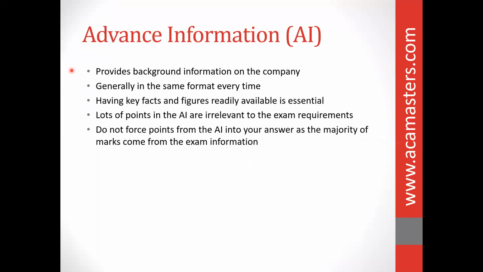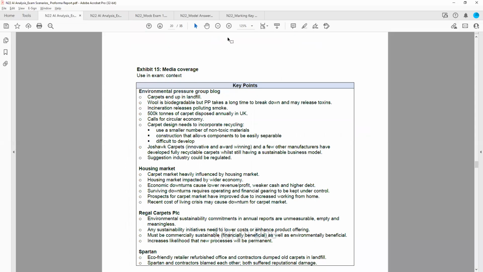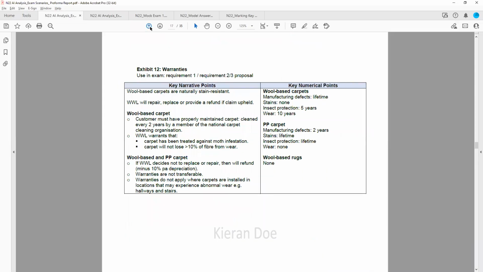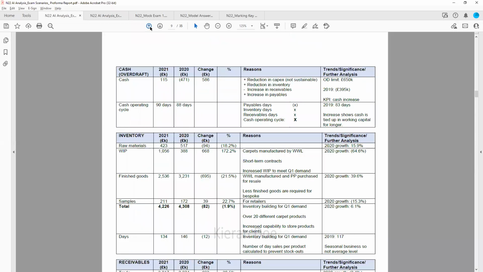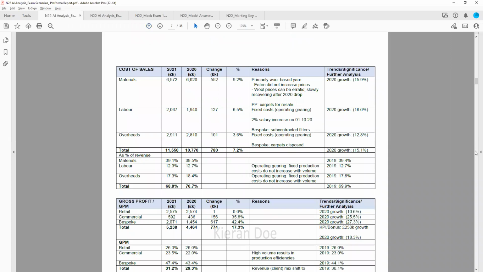So all sets of advanced information have the same type of information, and those are typically the types of information that we have included. So what's really important is that you have the key facts and figures readily available to you in the exam. So a nice summary like this is useful, and we'll see how each of these exhibits is then used in the exam.